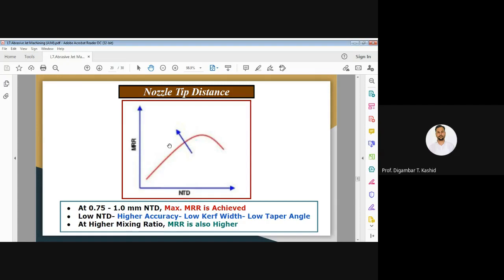That means the gap between the bottom of the nozzle and the top surface of the workpiece is small, and then you get more or less a reproduction of the shape of your nozzle cross section on your workpiece surface. Due to that you will get a low kerf width. That means your kerf width will be reduced, and you will get a low taper angle also at the top surface.